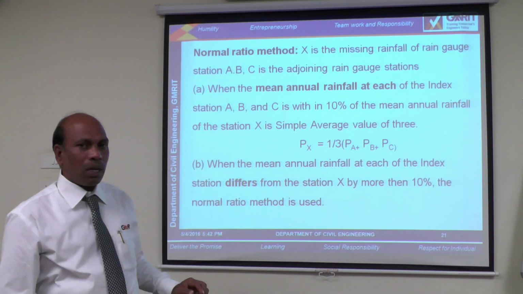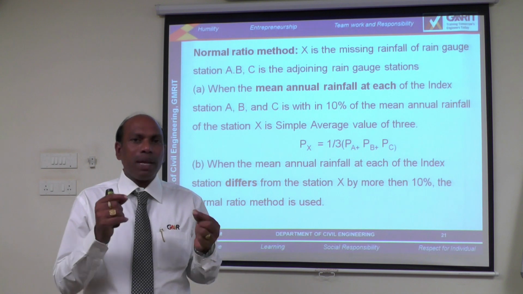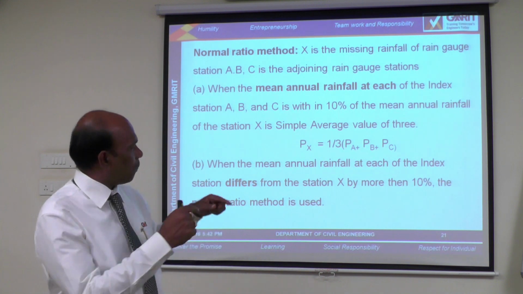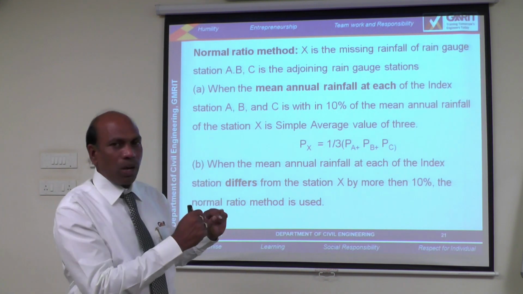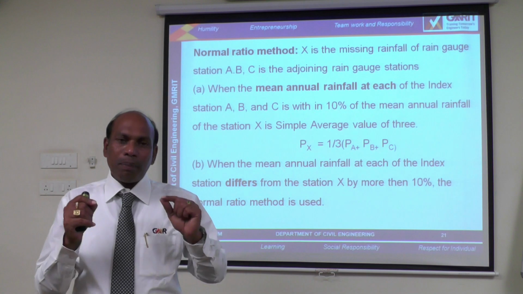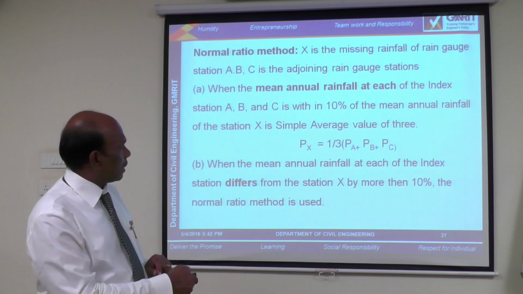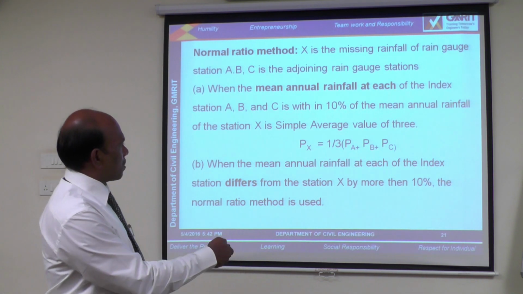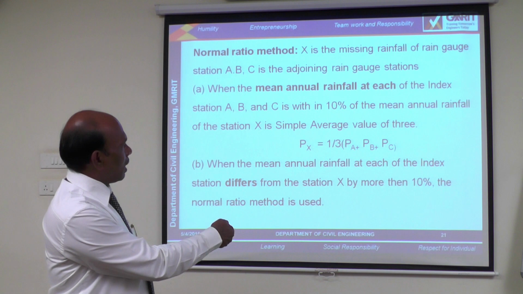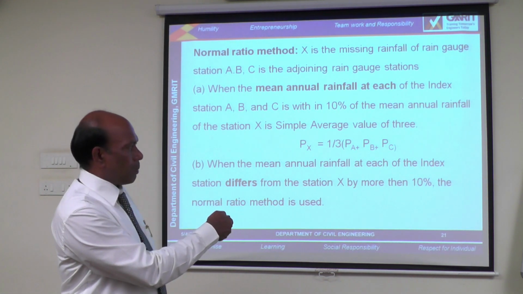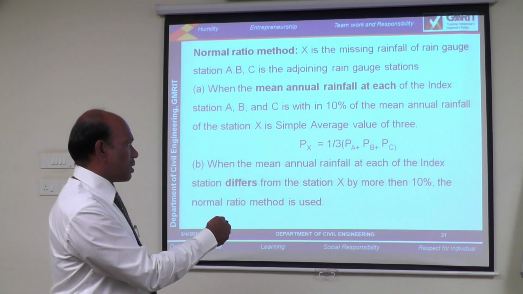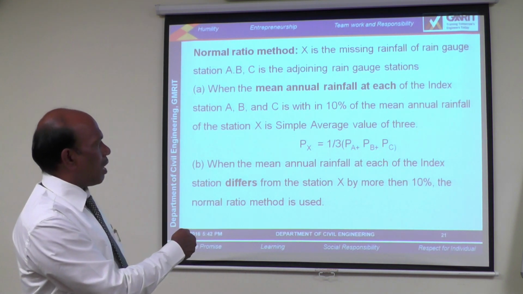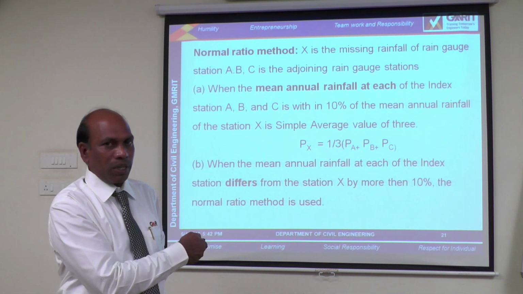The first technique: when the index stations' mean annual rainfall is within the mean annual rainfall of the missing rainfall station, then we estimate the missing rainfall data by using this formula, that means the average of these three values. That means Px is equal to 1 by 3, bracket begin, Pa plus Pb plus Pc, where P represents precipitation at stations A, B and C. That means the average of these three gives the missing rainfall data at the particular station.